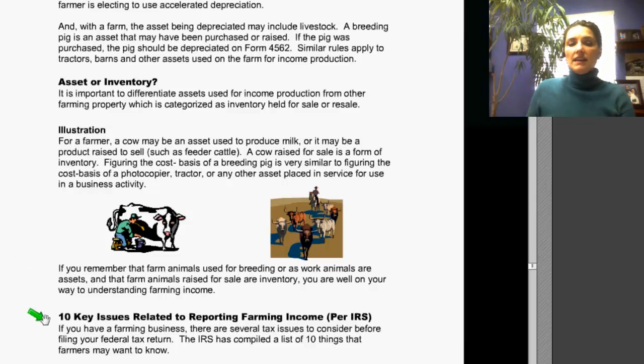But there are 10 key issues relating to the reporting of farm income that are frequent problems, per the IRS. If you have a farming business, there are several tax issues to consider before filing your federal return. The IRS has compiled a list of 10 things that farmers may want to know.